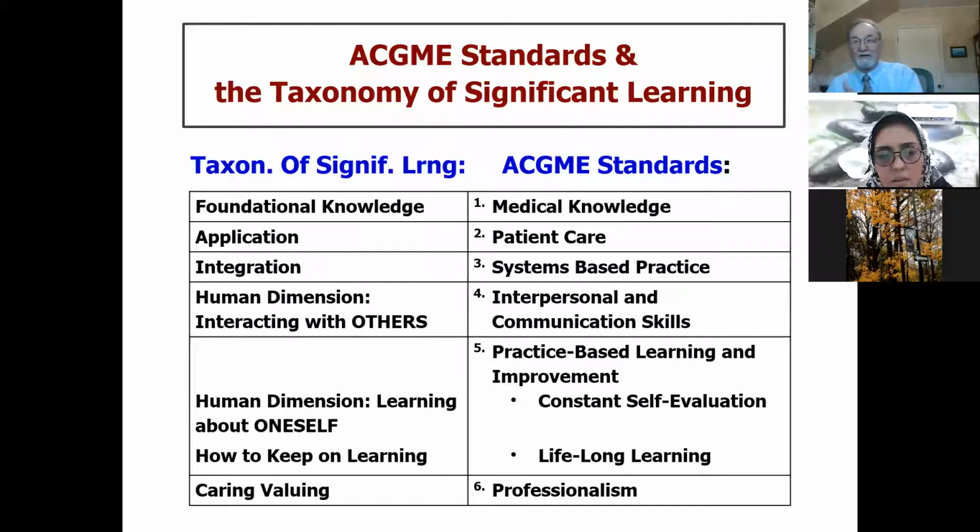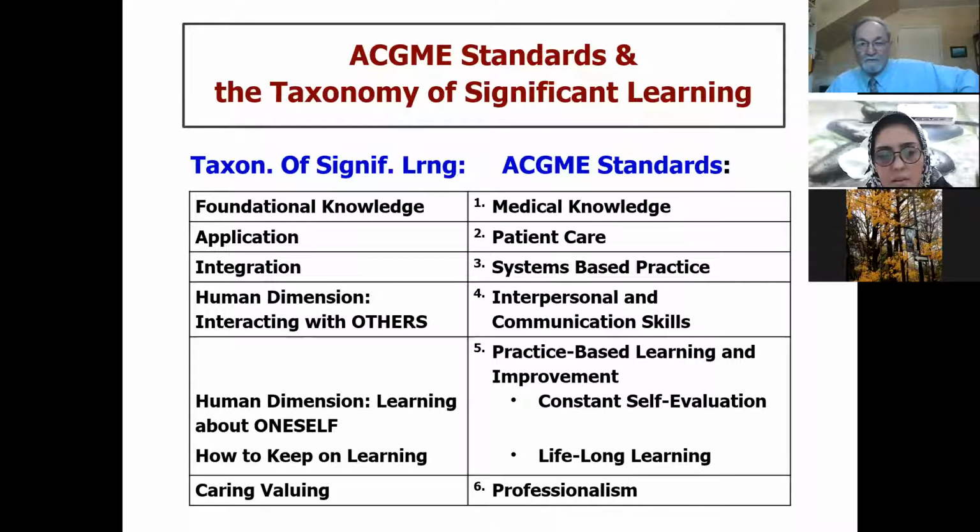When they talked about medical knowledge, there are things they just wanted students to know, that was equivalent to foundational knowledge. When they talked about patient care, that was equivalent to application, learning how to take this knowledge and use it to diagnose and find remedies for patient problems, health problems. Systems-based practice, well, about how the systems integrate and work together, that's the integration part.